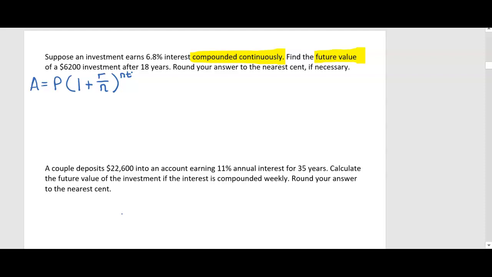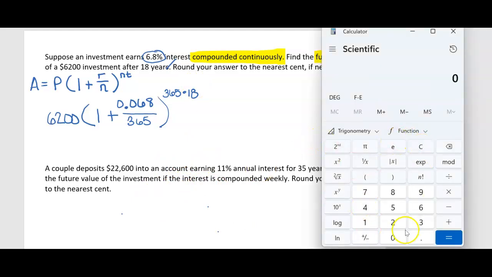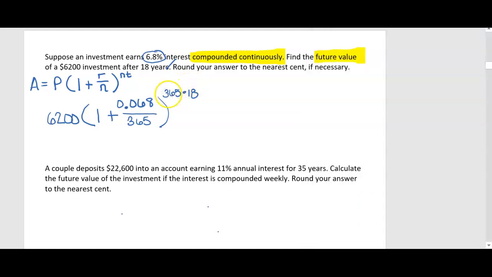Now let's get all of those numbers in here. So our principal is 6,200. Parentheses, 1 plus, our rate is 6.8%, and when I move that decimal point 2 times, I get 0.068, divided by n. It's compounded continuously, so that means every day, and there are 365 days in a year, to the 365 times our time, which is 18 years, power. Now, what I would do first is go ahead and multiply your 365 times 18, so that way we have that exponent taken care of. So 365 times 18 is 6,570. So I'm going to mark this out and put 6,570.